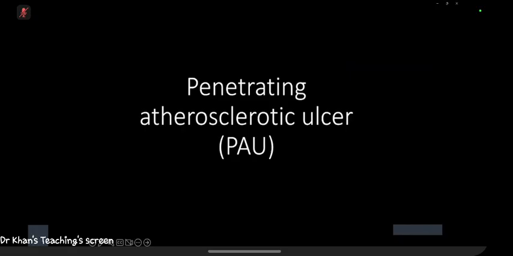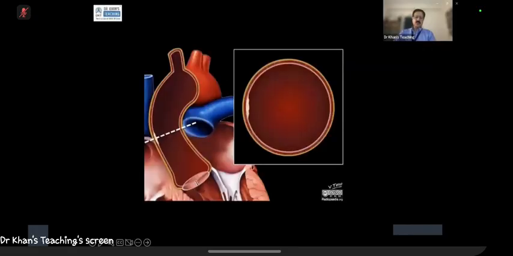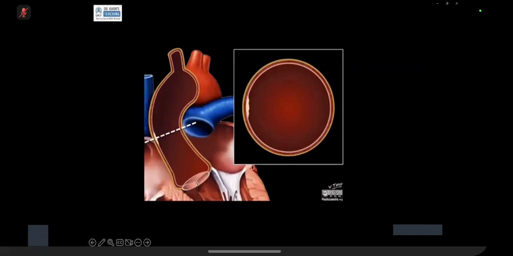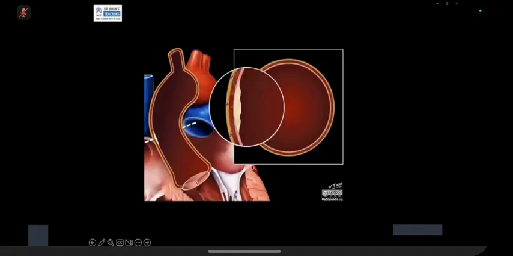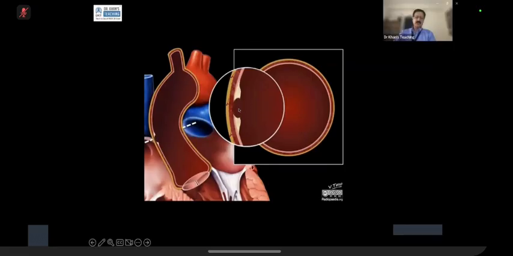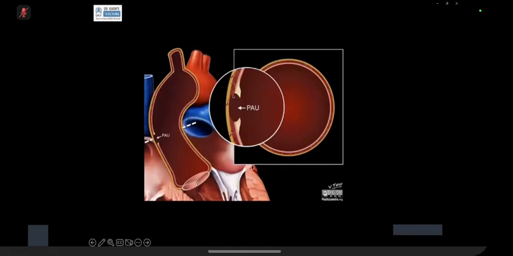And then comes penetrating atherosclerotic ulcer. So the pathophysiology is slightly different. The concept is that on the inner surface of the intima, there is atherosclerosis, and here an ulcer develops. This ulcer gradually enlarges. It penetrates the intima, then goes into the media. And if you see this diagram, it looks like a mushroom shape.